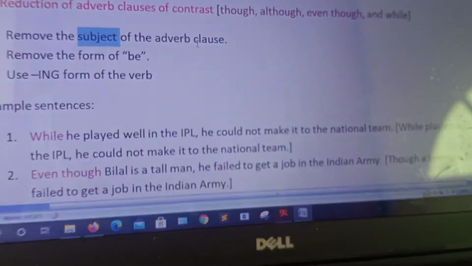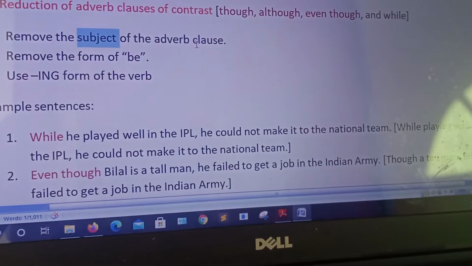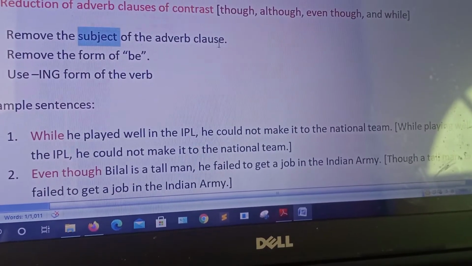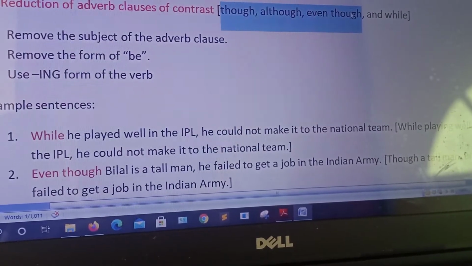And whenever we are talking about active sentences, then we need to use the ing form. So these three are common. But this time we are not going to remove connectors.